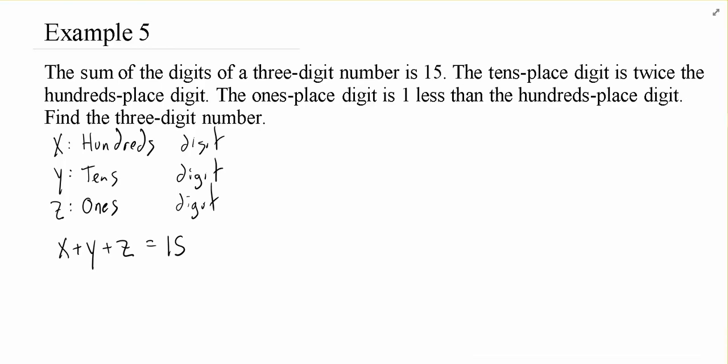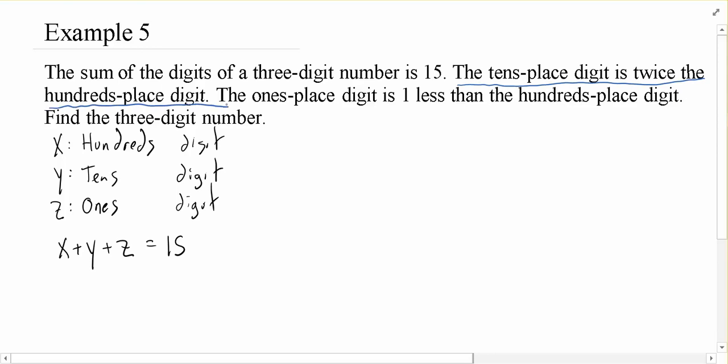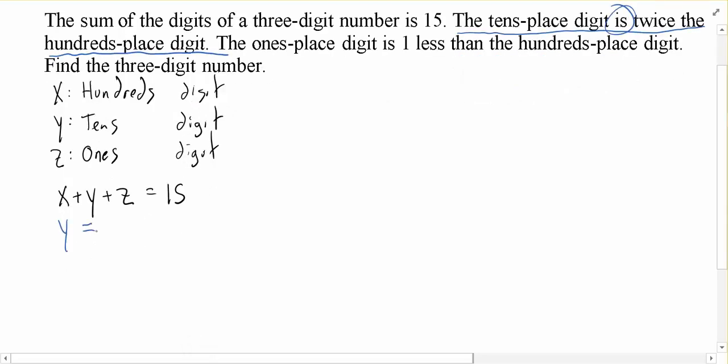Now, as I go to translate the second sentence, we're really just going to be looking for our normal keywords. The tens place digit, well, that's y. Is means equals. Twice the hundreds place digit, 2x. Then I read the next sentence. The ones place digit, that's z. Is, that's equals. One less than the hundreds place digit. X minus one.